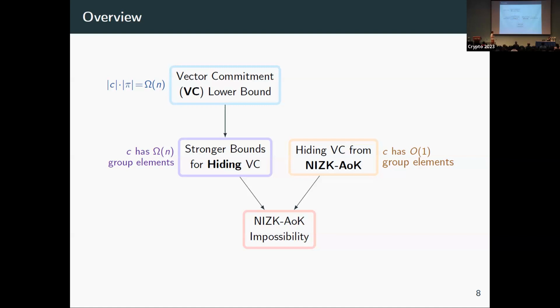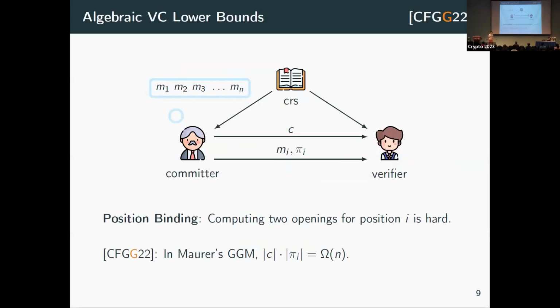So we first enhanced that result to capture hiding vector commitments, a special class of vector commitments. And then we show that in that case, the commitment has to be very large. But from NISIX argument of knowledge, we can build commitments that are extremely short. And this, by contradiction, implies that NISIX argument of knowledge does not exist. So first, let me recap what vector commitments are.